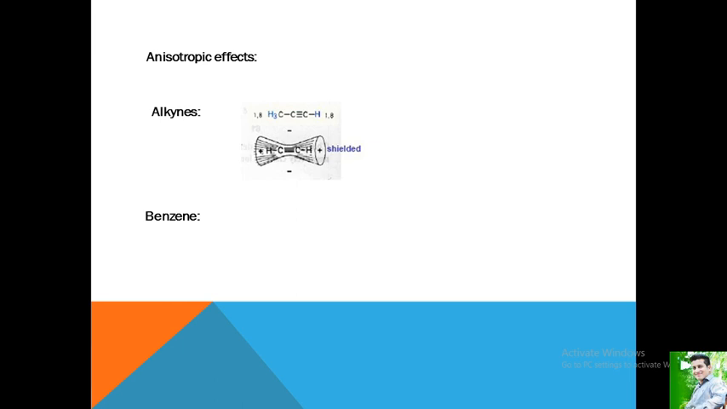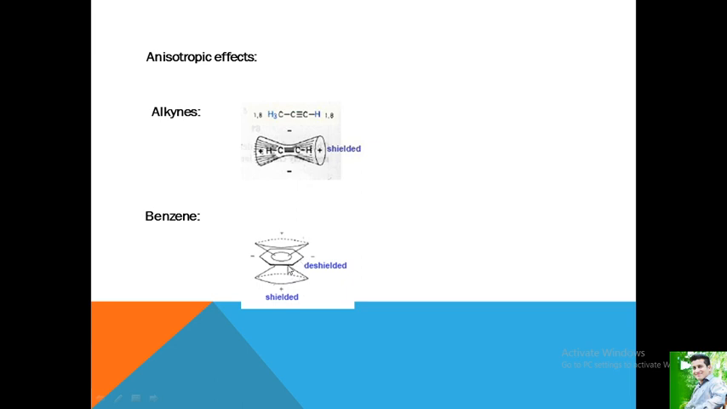So the next example is about benzene. Here in benzene, the loop of pi electrons is delocalized cylindrically over the aromatic ring. These loops of electrons are induced to circulate in the presence of the applied field, producing a ring current.